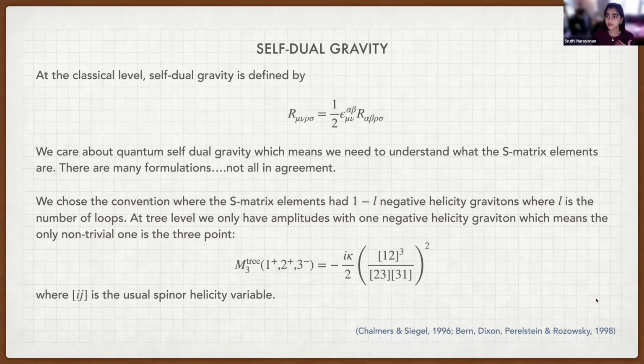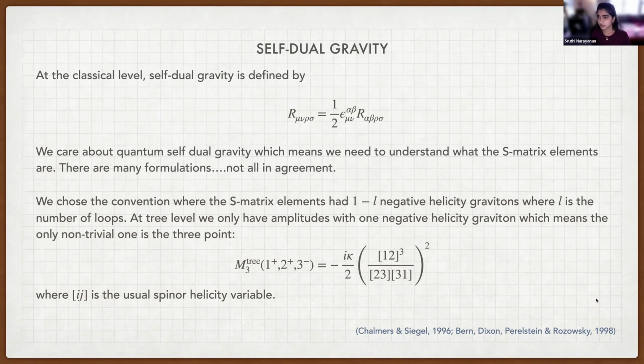There are some arguments from a string theory perspective, and not all of them are in agreement on exactly what the S matrix elements are for self-dual gravity. So we ended up choosing a convention that's in a paper by Chalmers and Siegel from '96, but also in several subsequent papers by Byrne and others, where they talk about amplitudes in self-dual gravity, where the S matrix elements have 1 minus L negative helicity gravitons, where L is the number of loops.